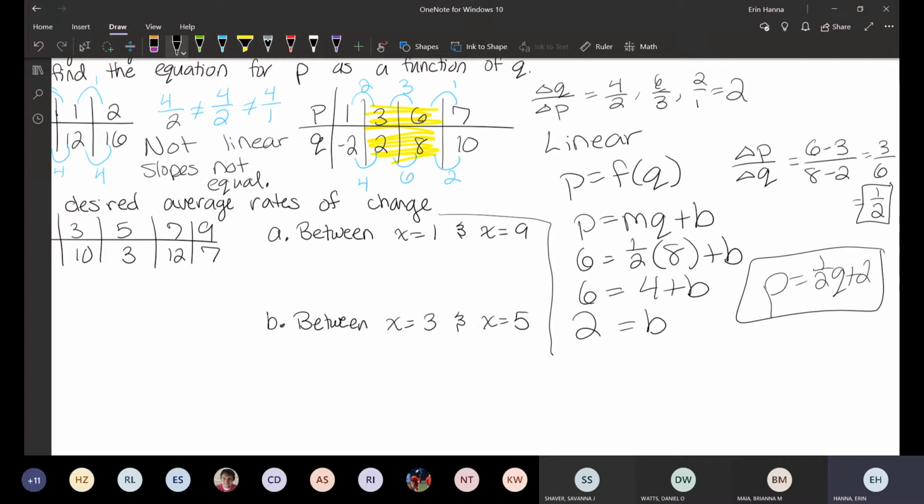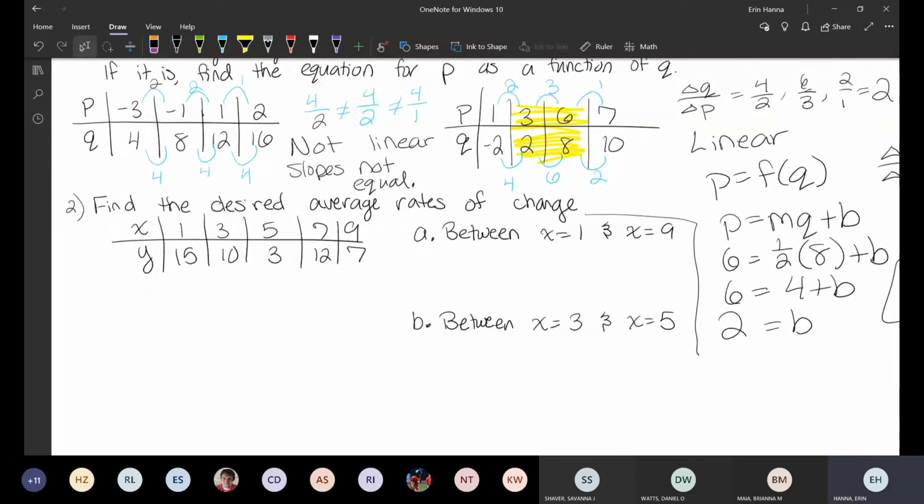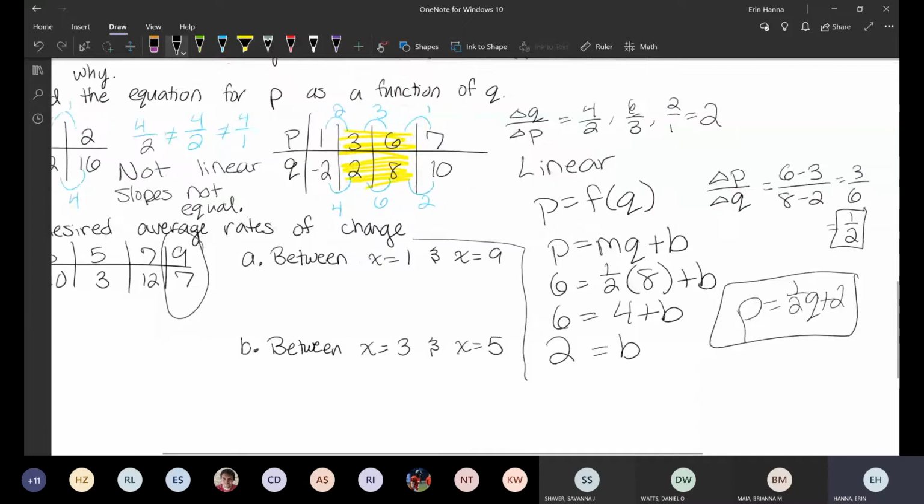All right. Then for the second one, seems like we're good. So find the desired, something got cut out. Find the desired average rates of change between 1 and 9. So again, remember average rates of change are essentially a slope. Okay, back to one.